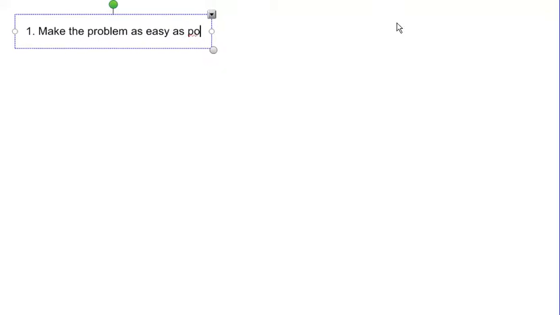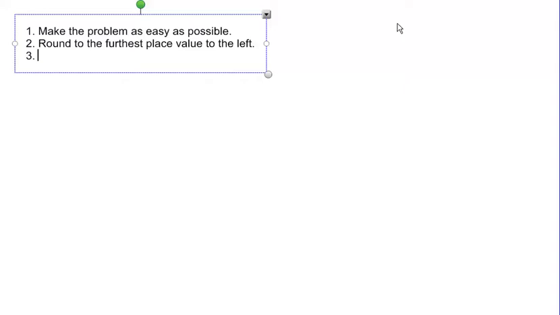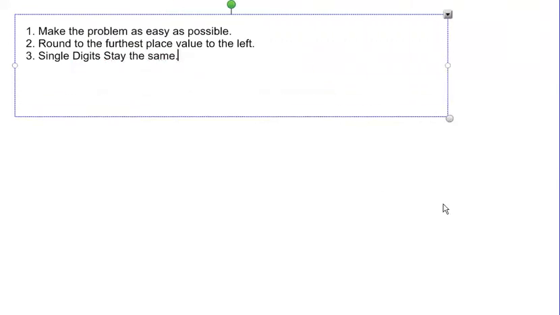Rule number 1 is make the problem as easy as possible. Rule number 2, round to the furthest place value to the left. That's the only way I can think to make it as easy as possible. And rule number 3, single digits stay the same. So these are my 3 rules.